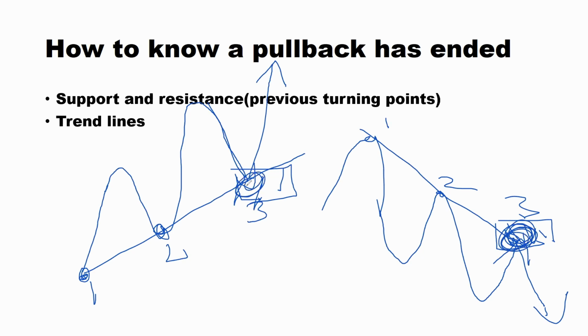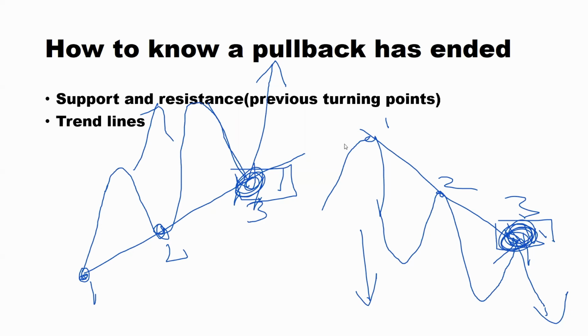Now, this is what we call area of value or area of interest. Why? Because it's the point where we expect the pullback to stop, and then we start looking for our trades to continue with the trend. This is a trend that is going upwards. This is a trend that is going downwards. I already mentioned before that you should always follow the trend, follow the direction of the price, right? So this is the second way you can know that a pullback has come to an end.